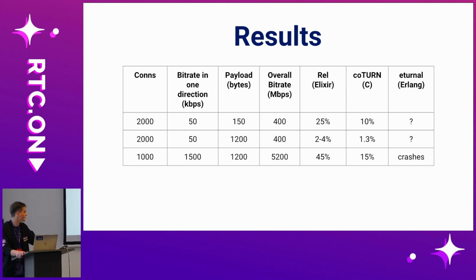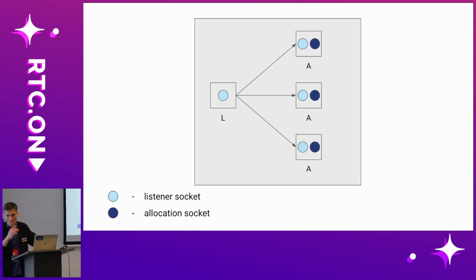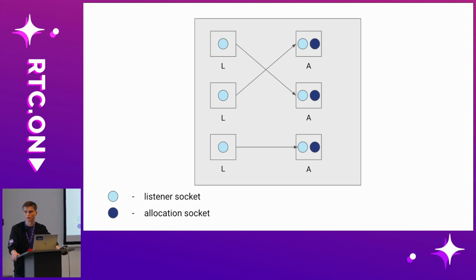And speaking of this, that's the initial architecture we started with in Rel. So we have one listener process that was responsible for reading all incoming traffic and splitting this traffic across allocation processes. The problem is that this architecture doesn't scale well. So we were able to set up about 700 connections using this setup, and then our listener process was not able to read incoming data fast enough. So at this stage, we knew that we need to add more listener processes.